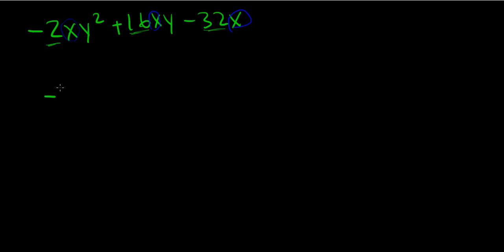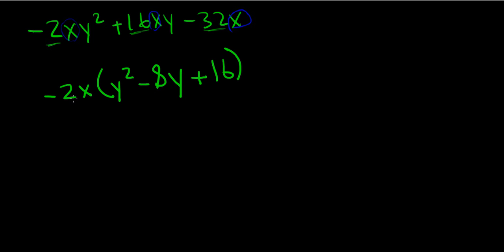So if we pulled out a negative 2x from the first term, we would be left with a positive y squared. It's positive because you're basically dividing negative 2 by negative 2. Now the 16 would become negative because you're dividing 16 by negative 2, so you get negative 8, and you pulled out 1x, so you're left with negative 8y. Now negative 32x, divide that by negative 2, you'd be left with a positive 16, and take away the x. So as you can see, you can leave the negative 2x on the outside.